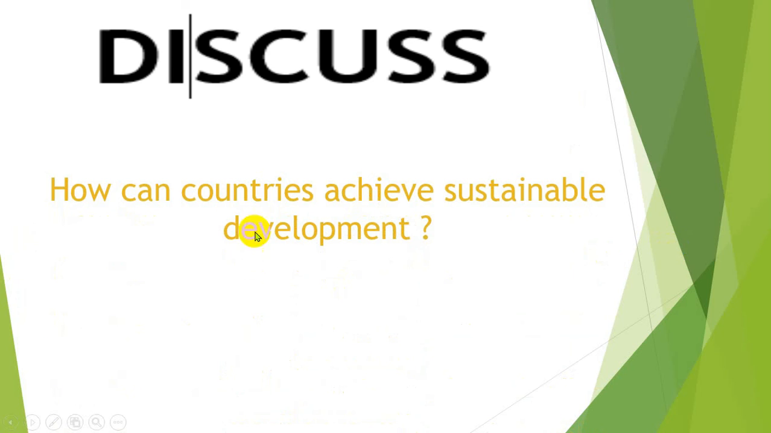So the last thing is a discussion question. I want you to write a paragraph about this question. It's a little bit not difficult, but it will give your opinion here. You will give your opinion. So how can countries achieve sustainable development? If we want a country to be developed, for example, what should this country do? Okay, that's it.